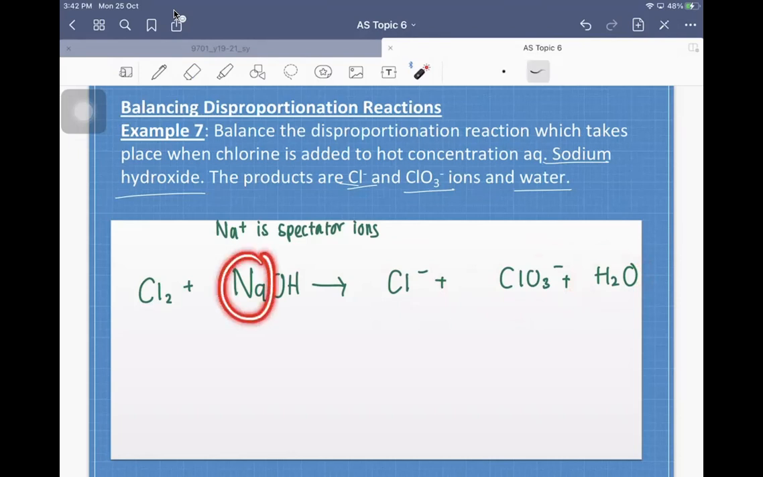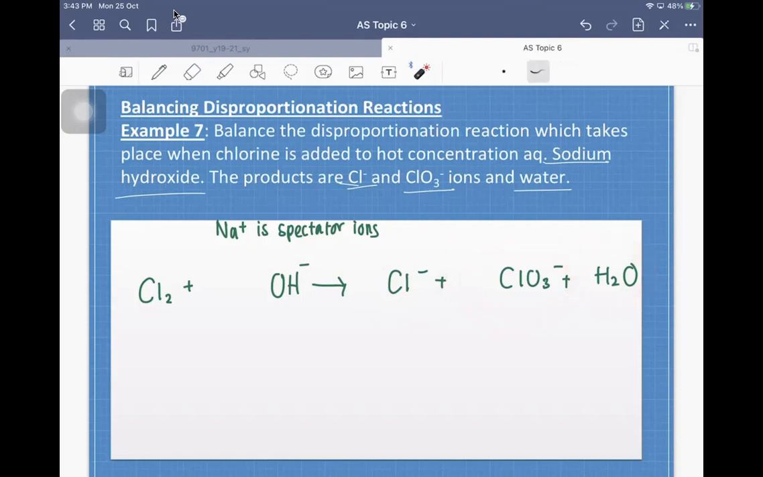You notice that sodium is only present on the left side, and on the right side, there's no sodium. Now, sodium hydroxide is an ionic compound, so it is actually made up of Na plus and OH minus ions. Sodium can be omitted because it is a spectator ion. It does not get reduced, it does not get oxidized. So to simplify, we can just deal with chlorine and hydroxide ion as our reactants, chloride and chlorate, and also water as our products.